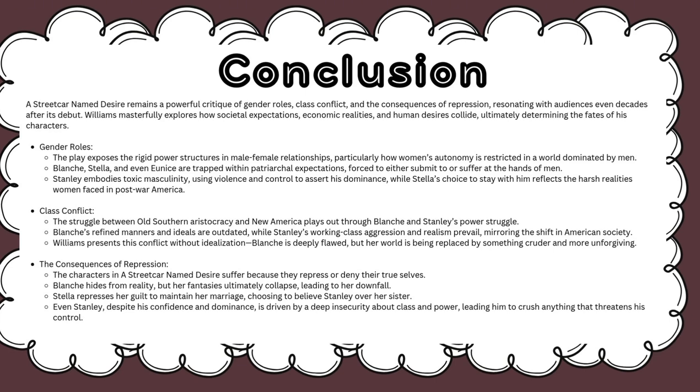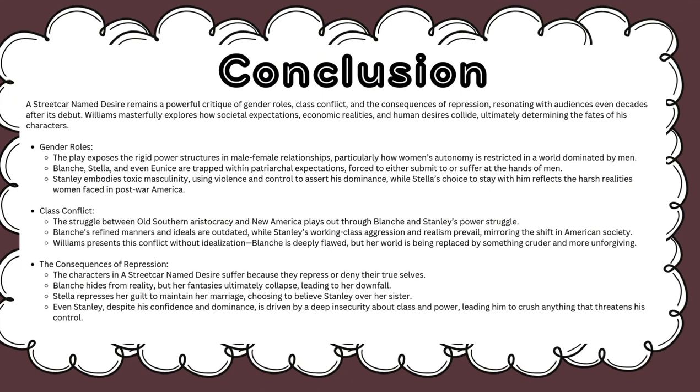We've got gender roles. So the play exposes the rigid power structures in male-female relationships, particularly how women's autonomy is restricted in a world dominated by men. Blanche, Stella, and even Eunice are trapped within patriarchal expectations, forced to either submit or to suffer at the hands of men. And Stanley embodies toxic masculinity, using violence and control to assert his dominance, while Stella's choice to stay with him reflects the harsh realities women faced in post-war America.